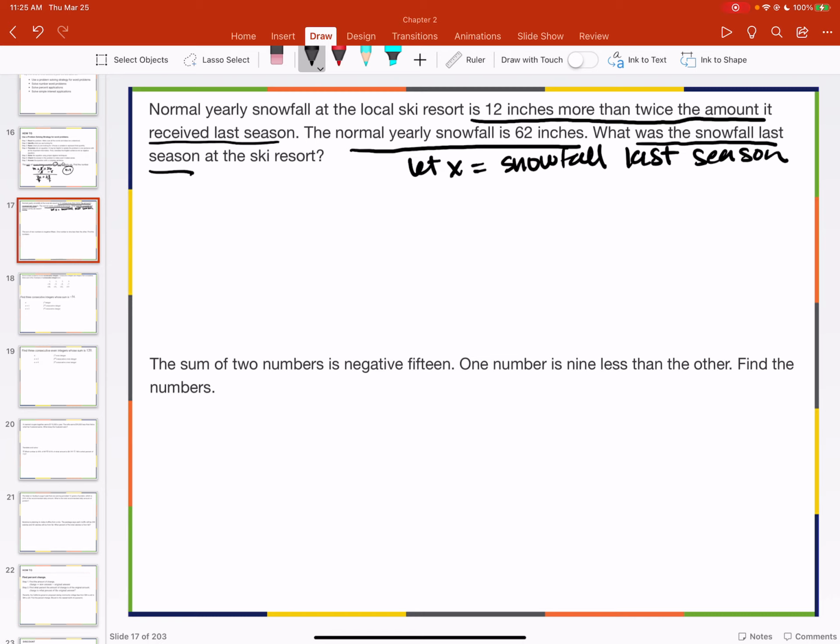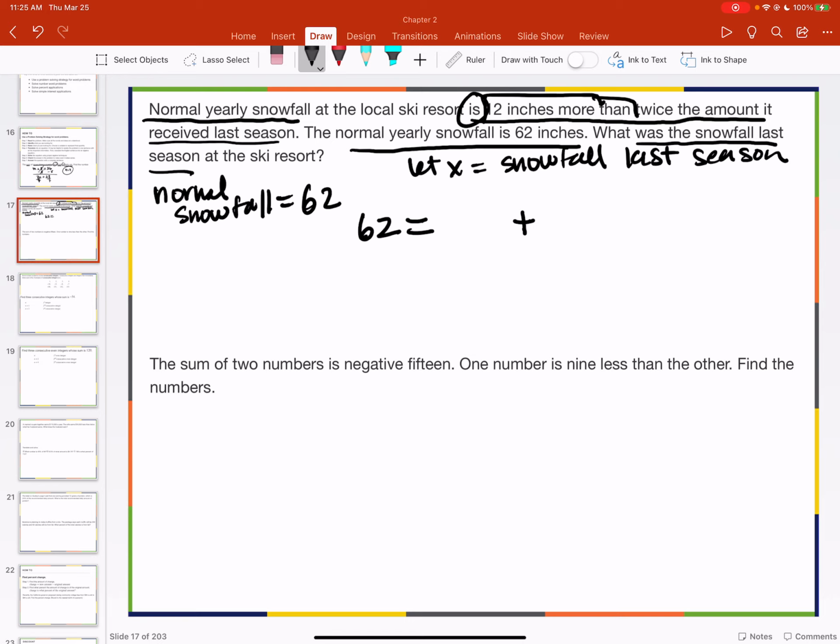Now, it says the normal snowfall is 62 inches. So they also tell you that normal snowfall equals 62 inches. Okay, so that's interesting. And then what else do they tell us? They say that the normal snowfall, so that's 62, equals 12 inches more than, so that means whatever you're going to add 12 to it, then twice the amount it received last season. But what do we represent last season with? That's x. So 12 inches more than twice x, okay?